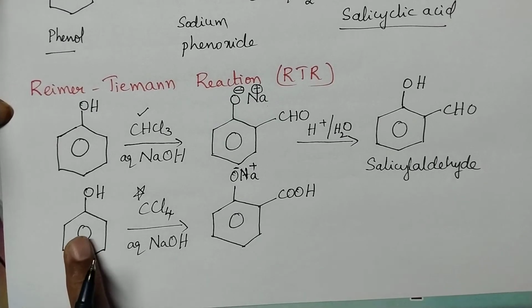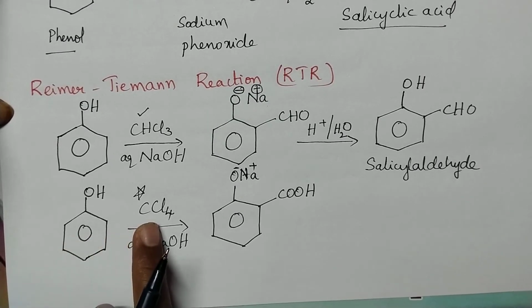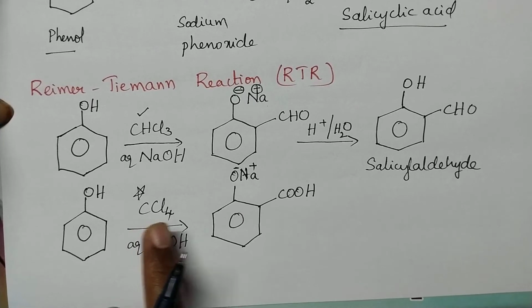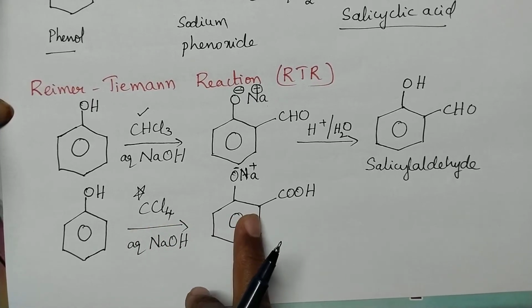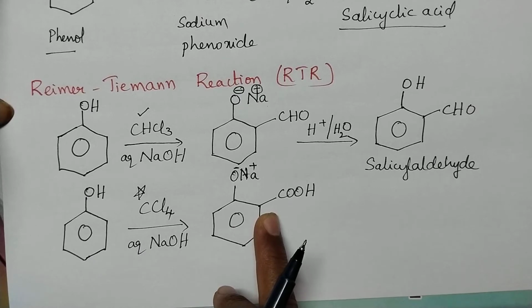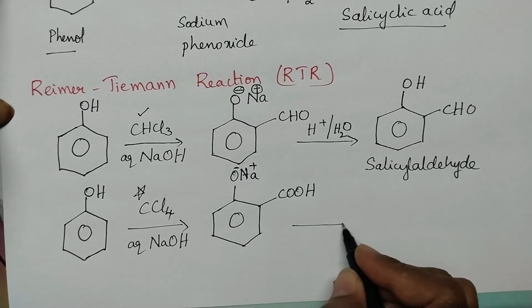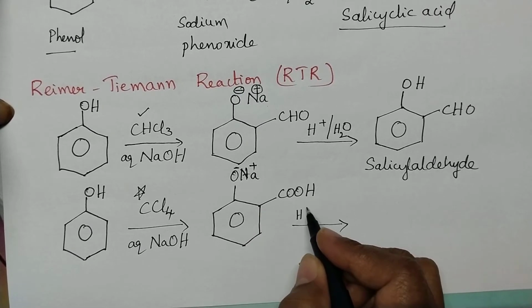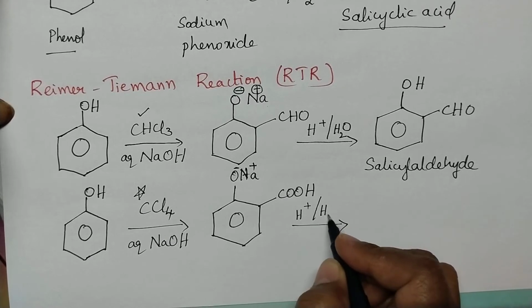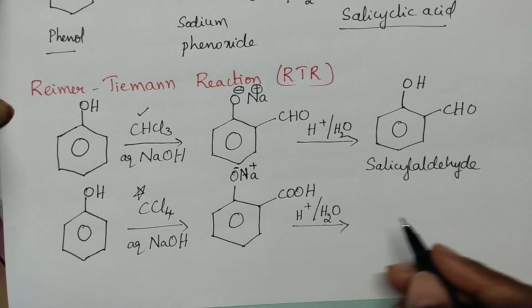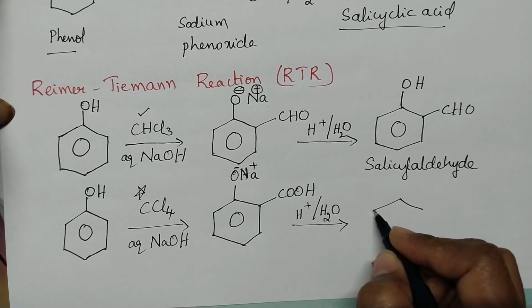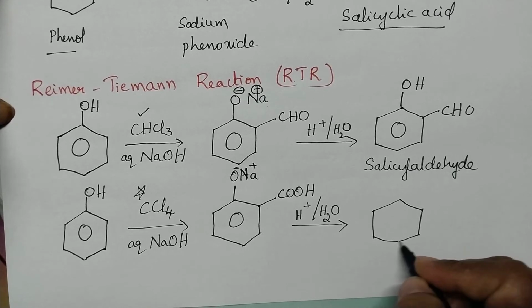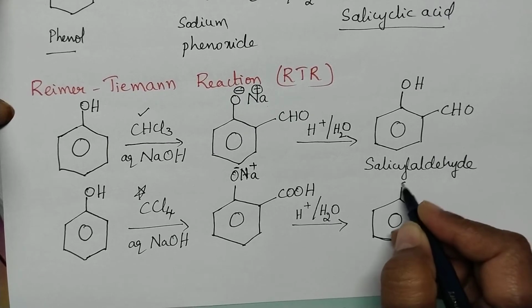So phenol on treatment with carbon tetrachloride, an acid group will be introduced at the ortho position. And in order to get the salicylic acid, it should be followed by hydrolysis in the presence of an acid. And thus finally it results in the formation of salicylic acid.